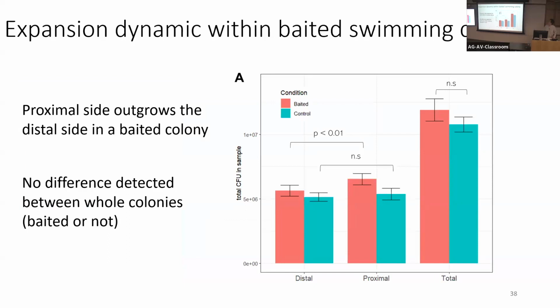So we did the test. And indeed, when a colony is baited, the proximal side has more viable cells than the distal side. Whereas when it's just a normal colony growing on its own, that didn't happen. But to our biggest surprise, we couldn't detect the immediate fitness benefit of doing the behavior because the total viable cells in the colony is not significantly different. So that pushes us more towards this being a motility phenotype rather than a growth phenotype.